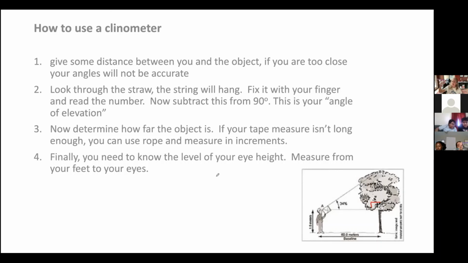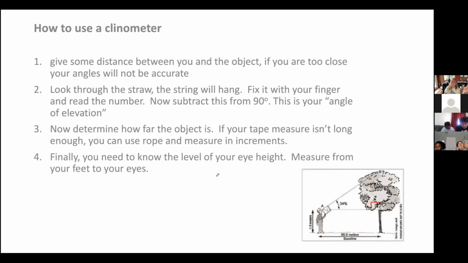You look through the straw, and the straw is going to hang. It should hang. And then what you do is you kind of just pinch that pendulum part, and now I can see where the angle is. Mine says 70 degrees, but it's not 70 degrees. It's 90 minus 70 degrees. That's your angle of elevation.